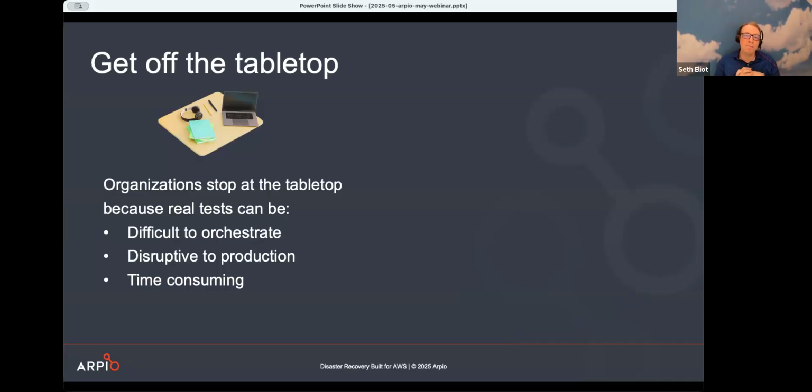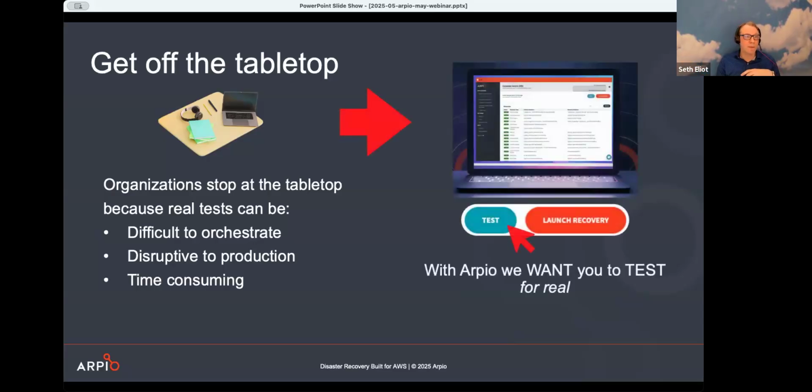And why do people not move off of the tabletop, right? Again, the tabletop's a good start, but you still got to do more. Why do people not do more? Because it's difficult to orchestrate. They're afraid of disrupting production, and they think it's going to take a lot of time, right? So let's talk about that.